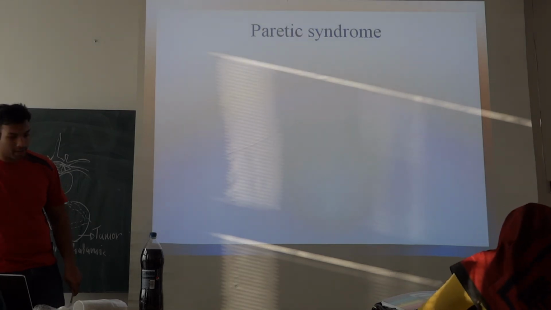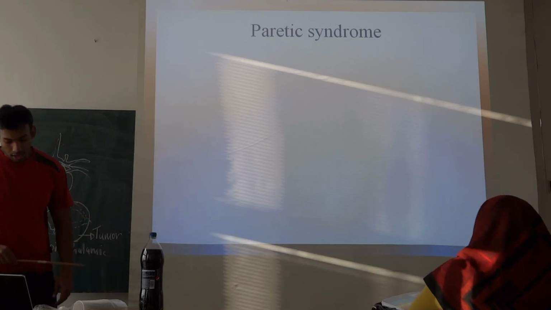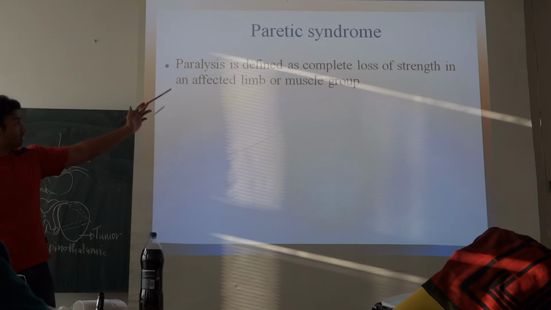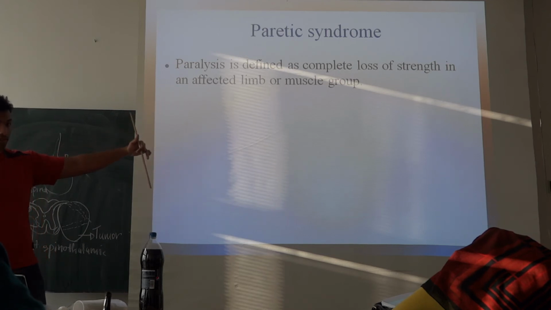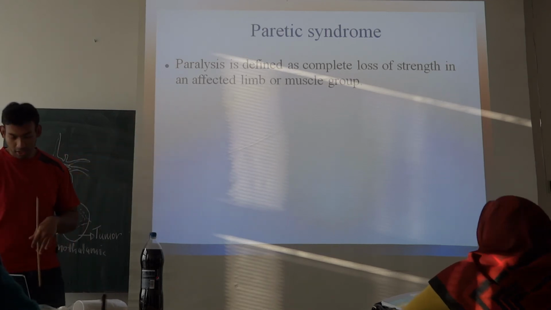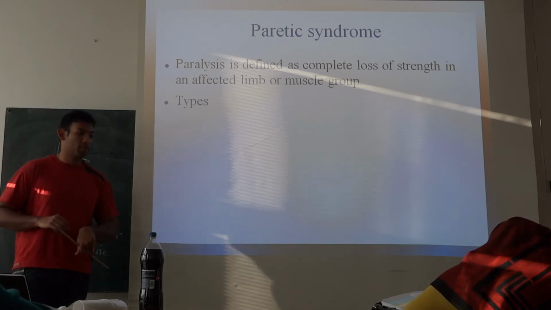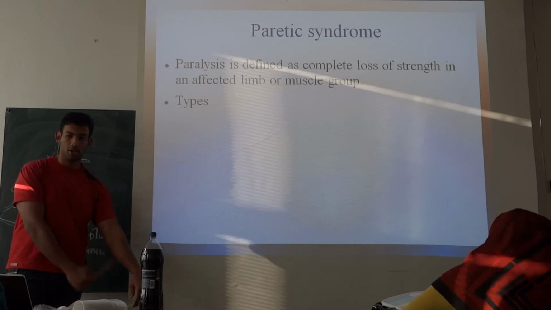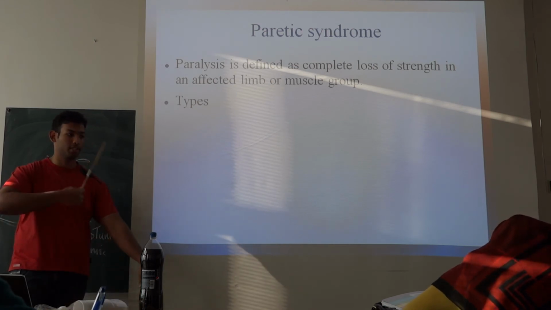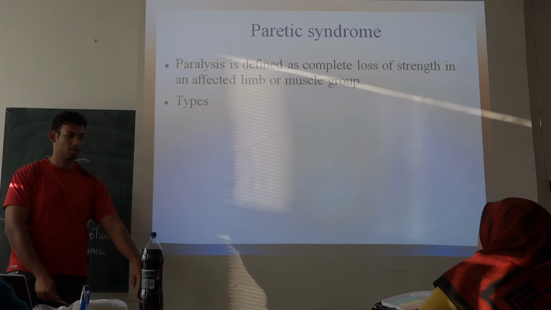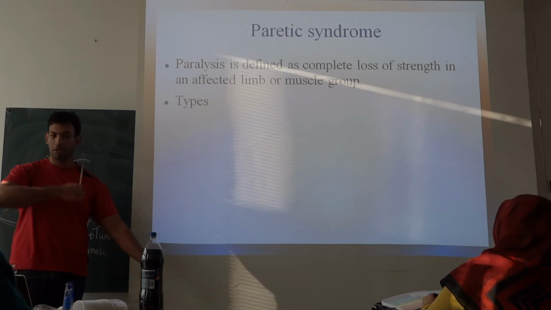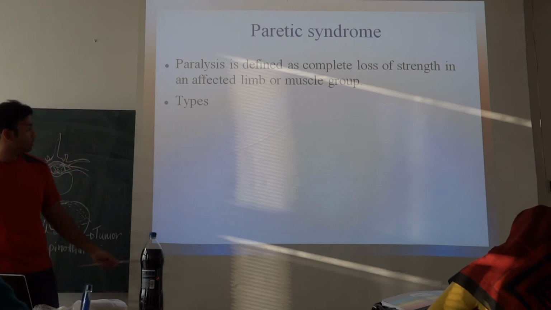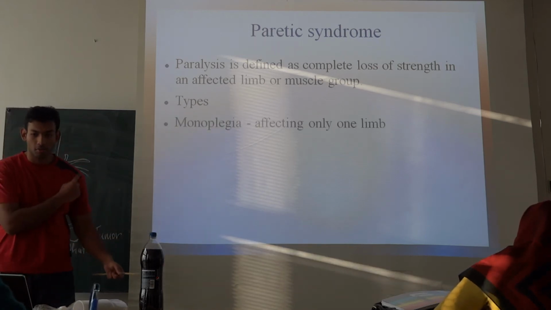Now paralytic syndrome, the last question. First of all, you know what is paralysis? It is complete loss of strength of a muscle, or weakness. Now there are types of paralysis. There can be paralysis of only one limb, only your upper limb. When would that happen? If there is a lesion of, for example, the brachial plexus. If your brachial plexus is completely gone, your upper limb would go. That's called monoplegia. Just one limb is gone, monoplegia.